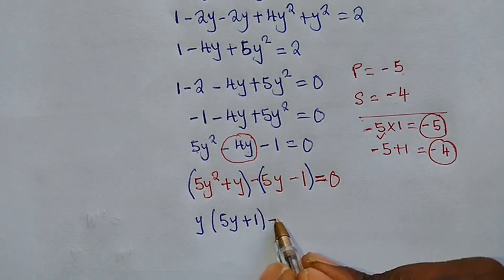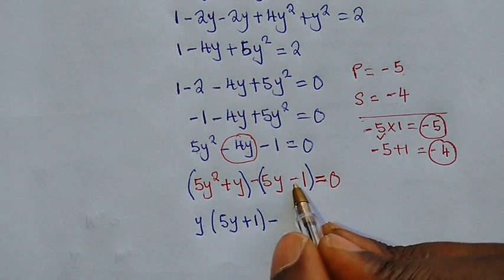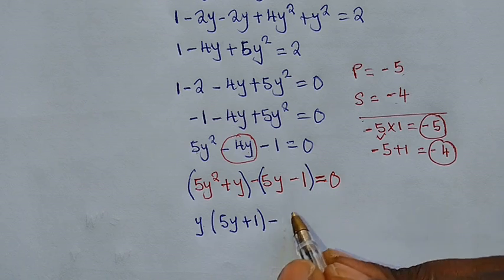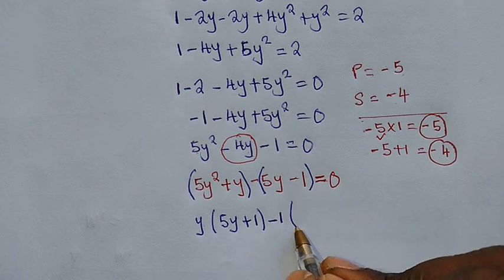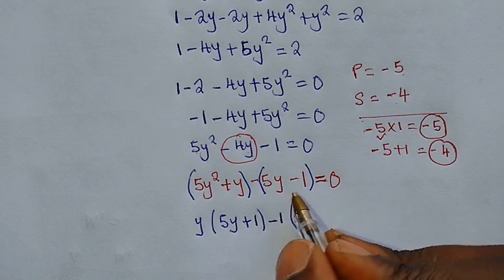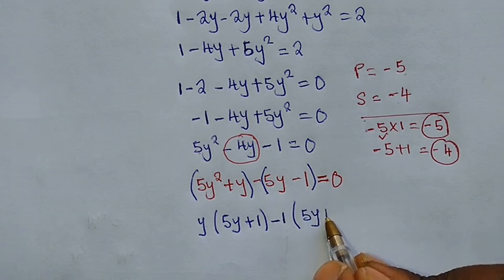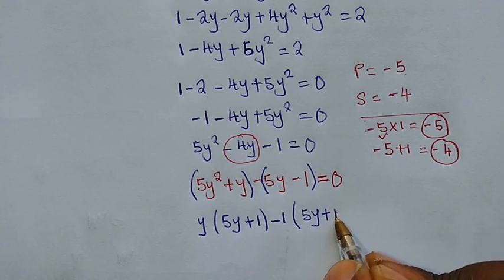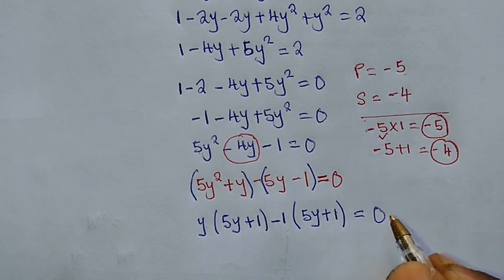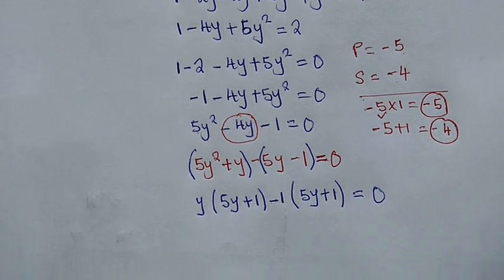Okay? Minus, what is common right here? We have 5y minus 1. So the common term is 1. Open bracket: 1 into this 5y, we get the same 5y. Negative times negative, it's a positive. 1 into 1, it's 1. We close, is equal to what? 0. So I hope that we are moving together.